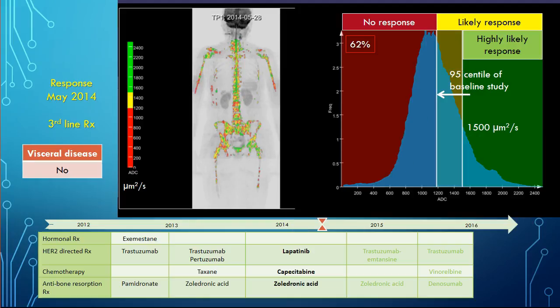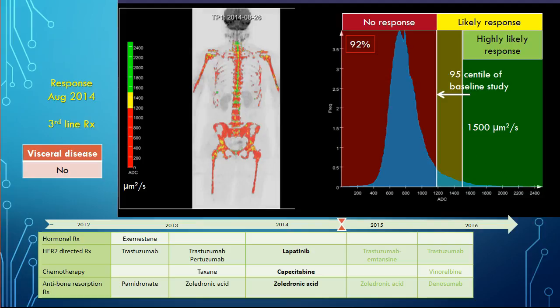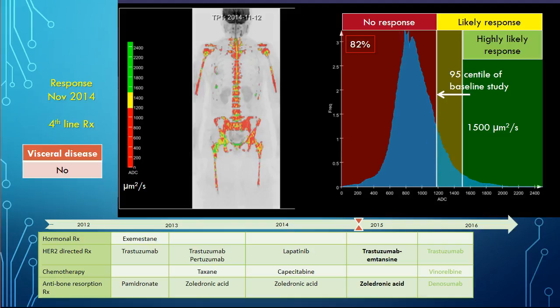On the next scan, however, we see things beginning to slip. There are more areas of red emerging, indicating that she is likely to relapse shortly. By August 2014, we can see that she's now in full-blown relapse. Time to switch the therapy. So we switch her treatment to TDM1.